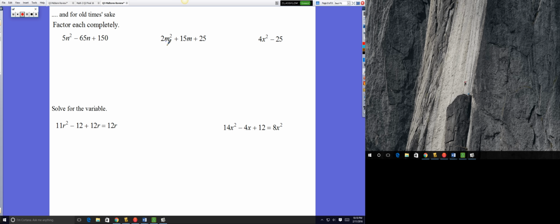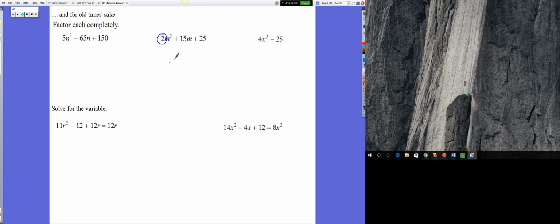Okay, the next one, you can't factor anything out. You can't simplify it at all. It's as simplified as it's going to get. So, when it starts with a 2, here's what we're going to do. We're going to go 2m squared, add blank, add 25. We're going to change it from a trinomial, 3 pieces, into a polynomial with 4 pieces.